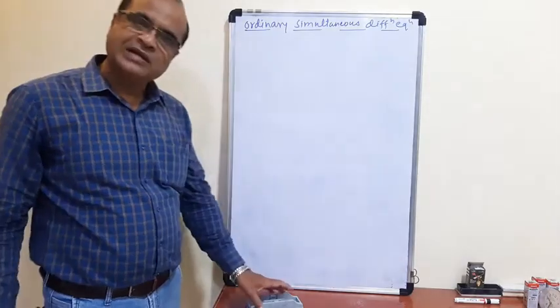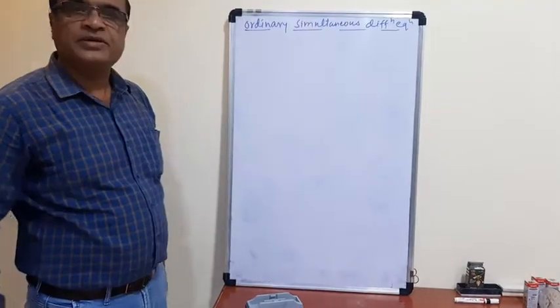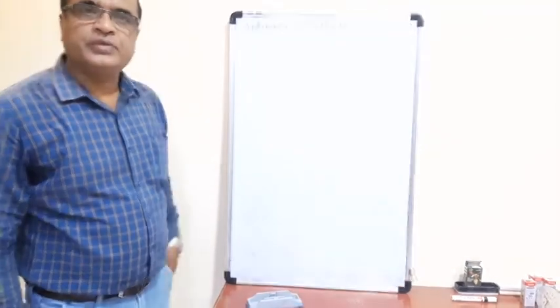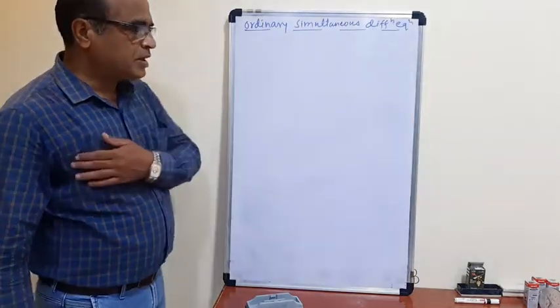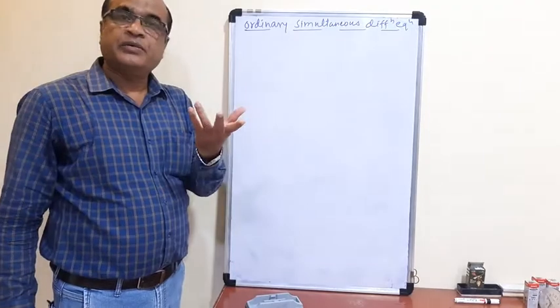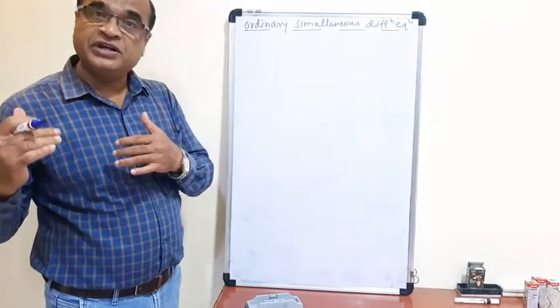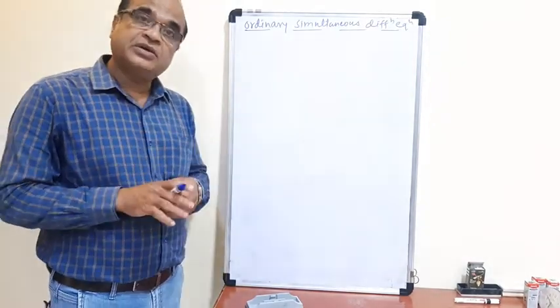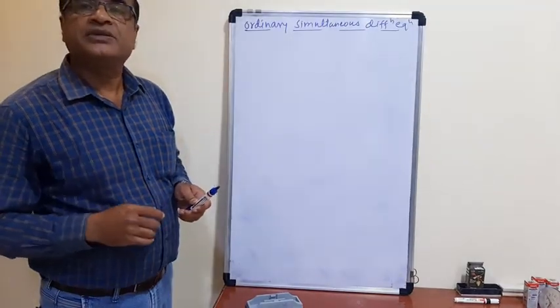Welcome. In the last lecture, we studied what an ordinary simultaneous differential equation is. An equation of the form dx/p = dy/q = dz/r, where p, q, r are functions of x, y, z, is called an ordinary simultaneous differential equation.